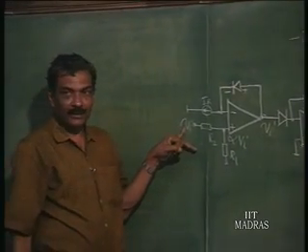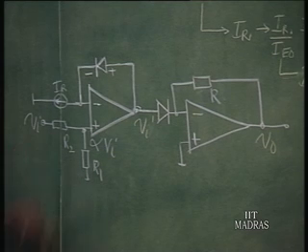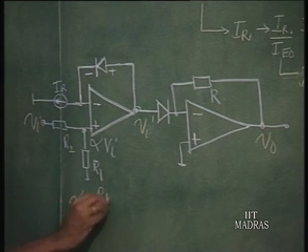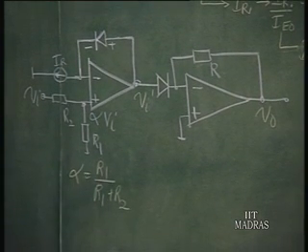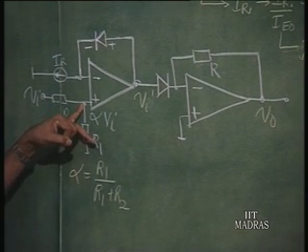Vi is applied here and an attenuator is put. So, alpha is really R1 by R1 plus R2, that is the voltage that is generated here, alpha Vi.